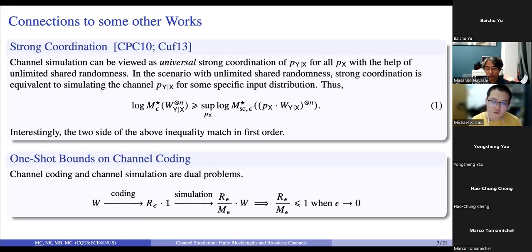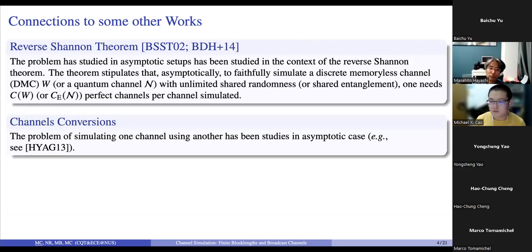Also, the problems of channel simulation and channel coding are kind of dual to each other. The coding problem essentially uses your resource channel W to simulate a perfect channel. You simulate R copies of the perfect channel, where R is usually called the rate of your communication. Reversely, you could use those perfect channels to simulate a certain number of copies of the original channel. One thing you can be sure of is the ratio will be smaller than or equal to 1, because you cannot create more resource without introducing additional resources. Also, this problem is directly related to the reverse Shannon theorem, which considers channel simulation in an asymptotic manner. But in today's talk, we are talking about the one-shot and finite block length situation.